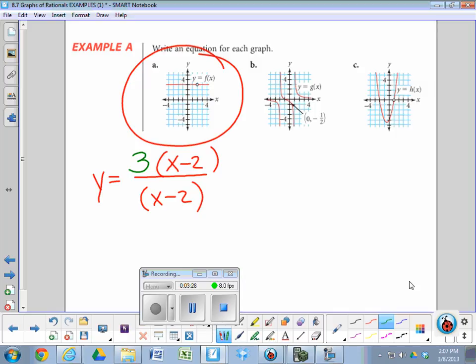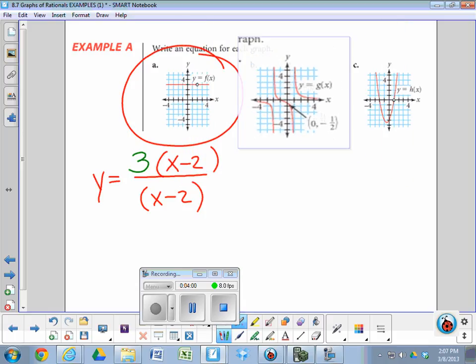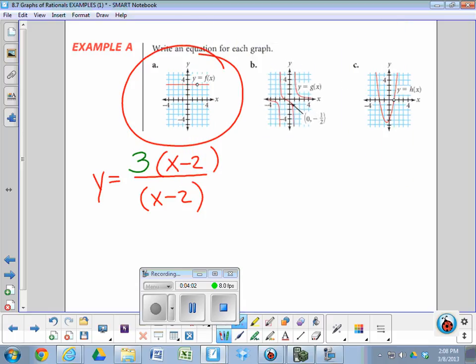Let's move over to B. Are you ready? Does B have any holes in it? Let's look closely up here. Does B have any holes in it? I don't think so. Does B have any asymptotes in it? 2 of them. Okay? So it has 2 factors on the bottom that don't cancel with anything up top. Where are they? Where are the asymptotes? One's here.